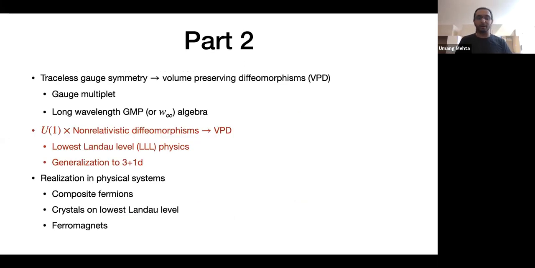Okay, so that's part one of my talk. This was just a simple upgrade of this traceless gauge symmetry into a multiplet for volume preserving diffeomorphisms. In part two, I'll talk about this top-down approach where I start from a U1 cross non-relativistic diffeomorphisms and reduce it to volume preserving.